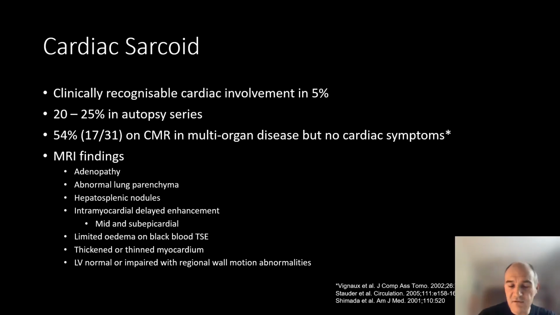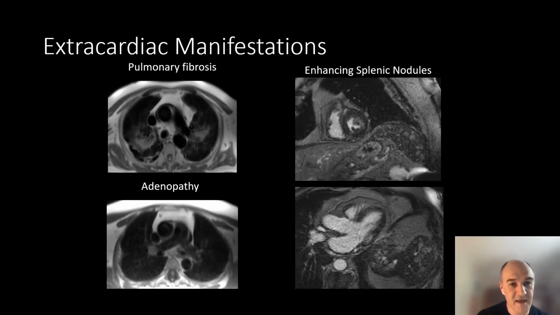Within the myocardium, there are quite characteristic appearances, and it's largely based around the late gadolinium enhancement. We get mid-wall and subepicardial late gadolinium enhancement. You may see some evidence of myocardial edema. The myocardium may be thickened or thinned, depending on whether it's active inflammation or kind of burnt out fibrotic sarcoidosis, and there may be normal LV function or it may be impaired.